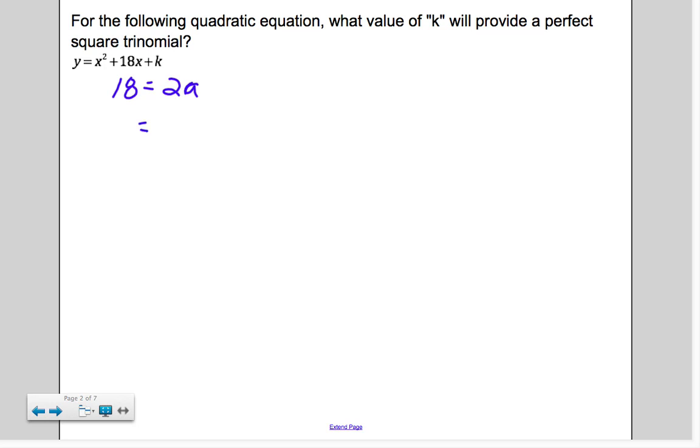So therefore, we know that a is equal to 9. So we just take a squared is equal to 81. Therefore, y is equal to x squared plus 18x plus 81, that's a perfect square trinomial. Okay, so that's how we could get k. Right? Any questions on that?